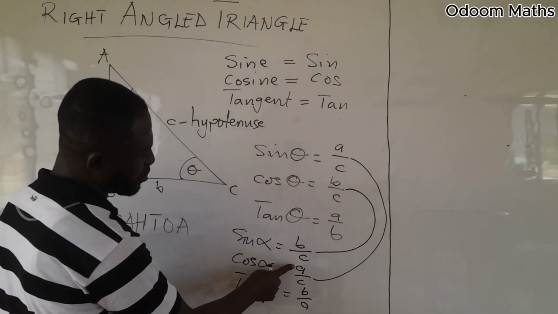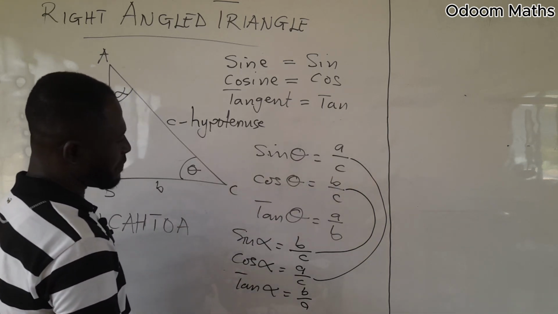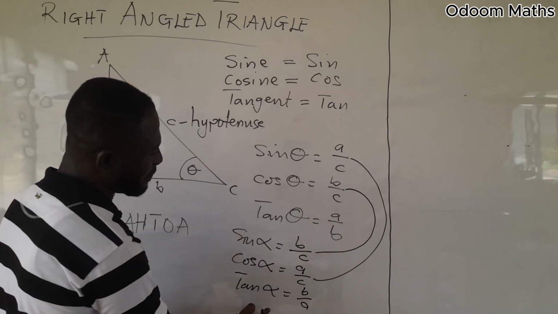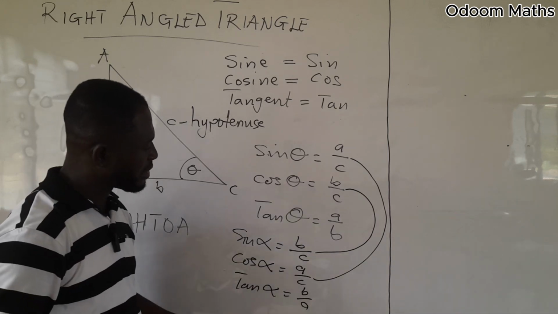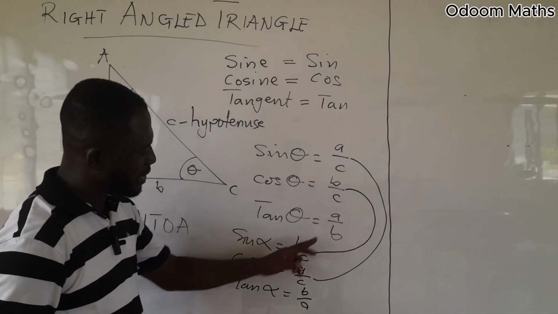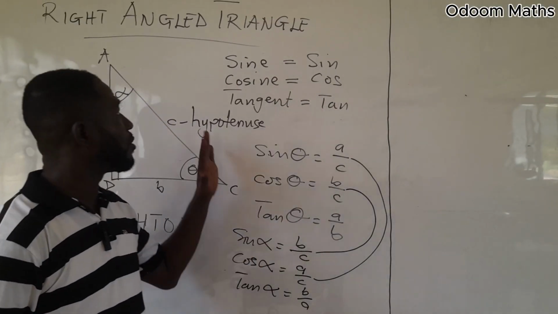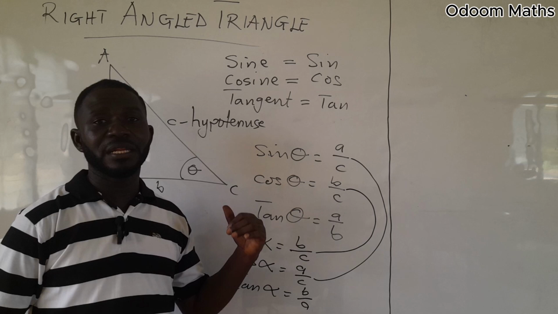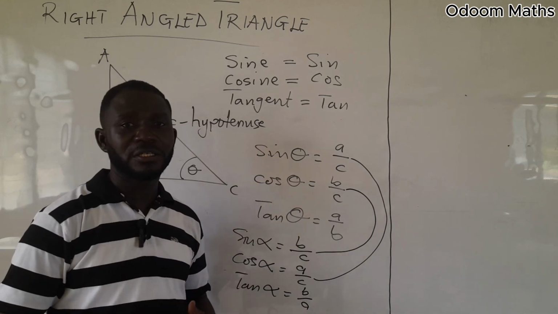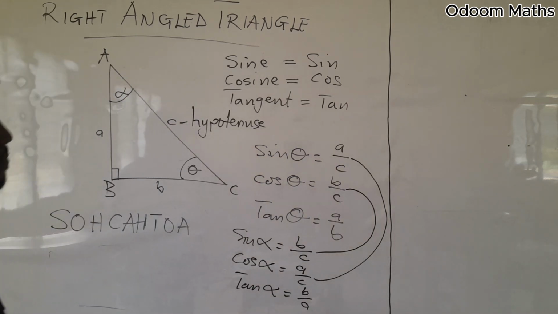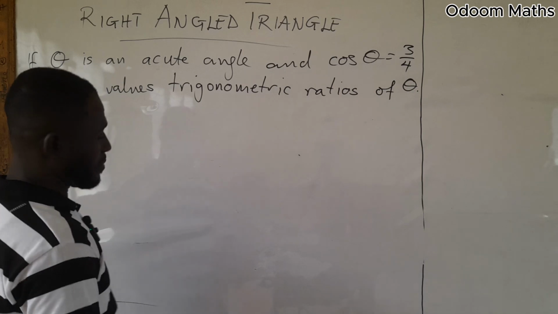Cos alpha is also A over C. Then for tan theta and tan alpha, they are reciprocals. So this one is A over B and this is B over A. Okay. Now let's look at an example on this: if a question is given, how are we going to approach it? Okay, so let's look at this example.